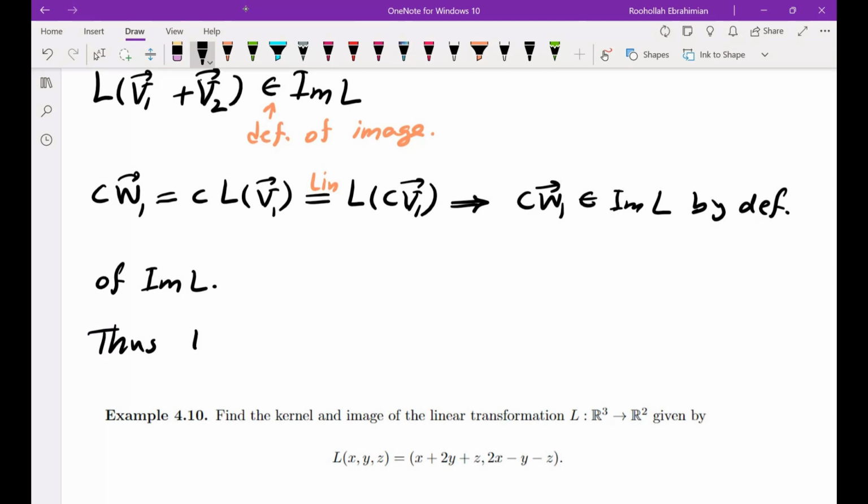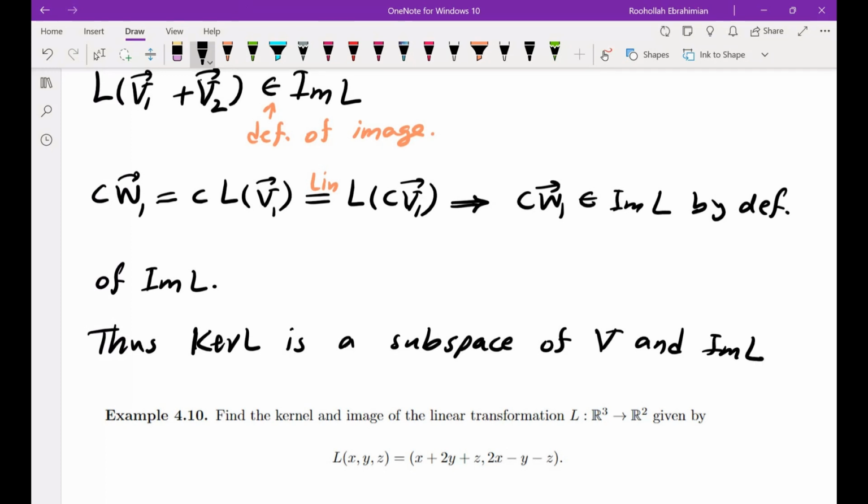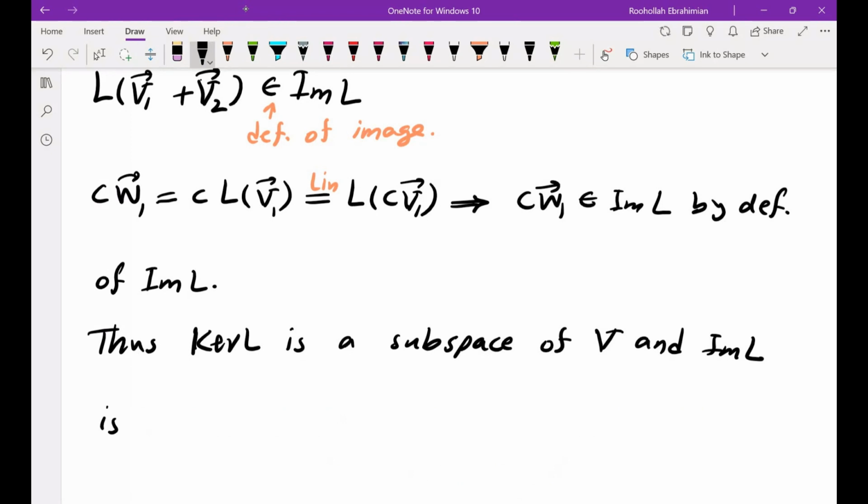Thus, the kernel of L is a subspace of V, and the image of L is a subspace of W. Okay, so that completes the proof of this one.